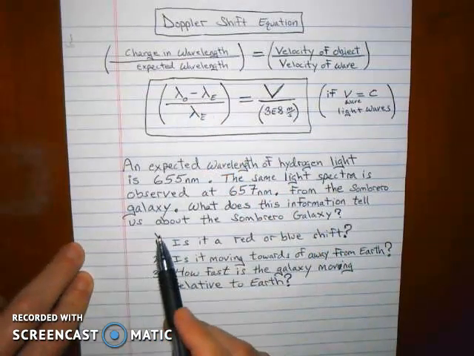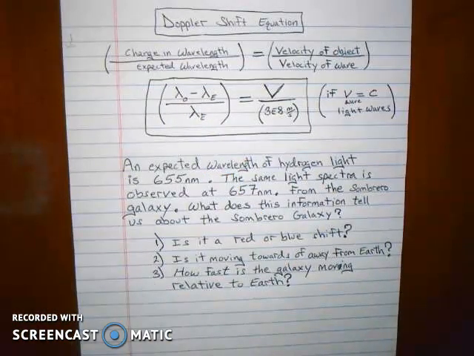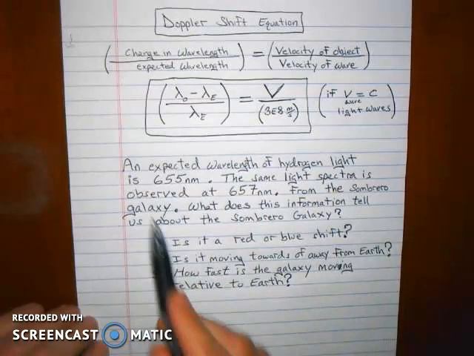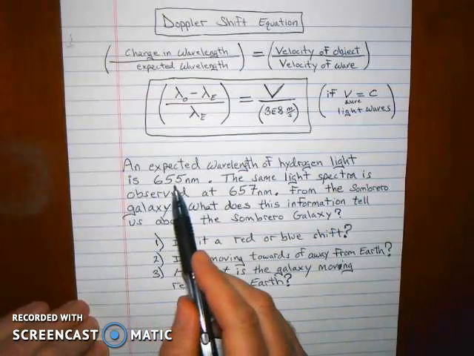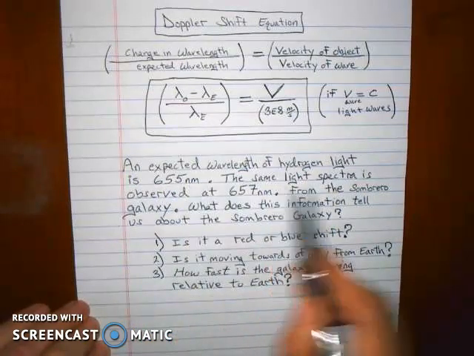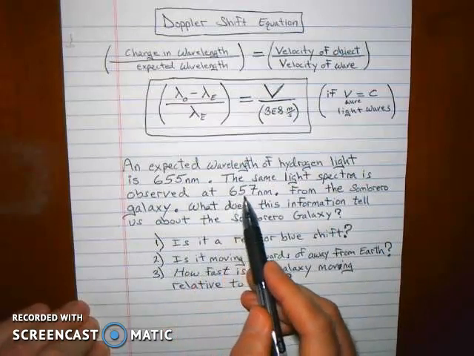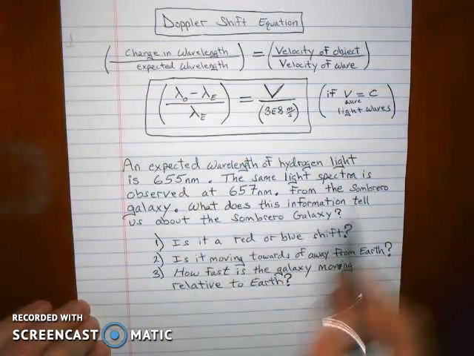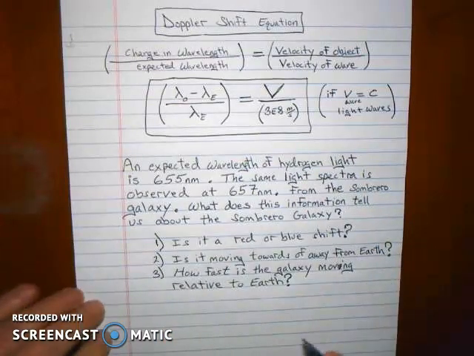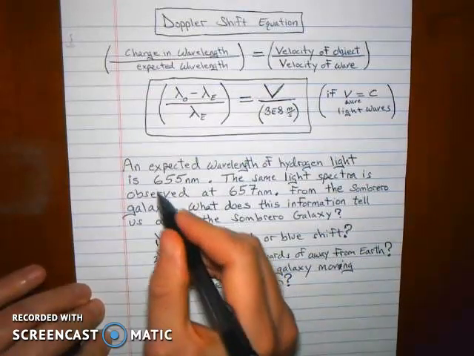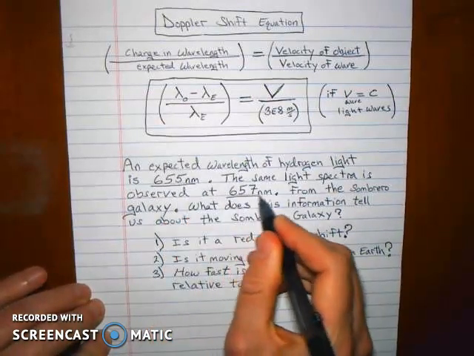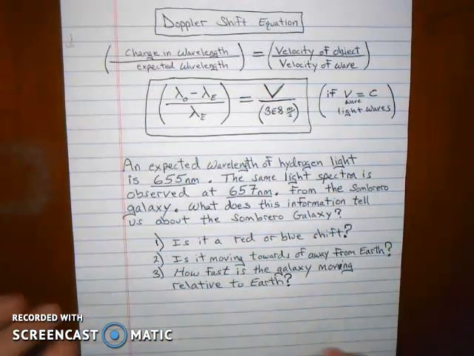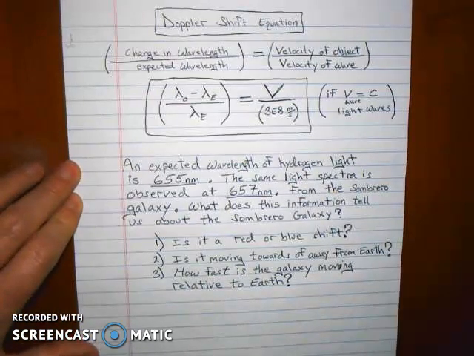So let's pretend we have this sample hypothetical problem. An expected wavelength of hydrogen light is known in its light spectra to be at about 655 nanometers. The same light spectra is observed at 657 nanometers from the Sombrero galaxy. What does this information tell us about the Sombrero galaxy? So immediately, you can identify that the expected wavelength and the observed wavelength are different. There is a change in wavelength, therefore the object is moving relative to Earth, relative to us on Earth observing it.